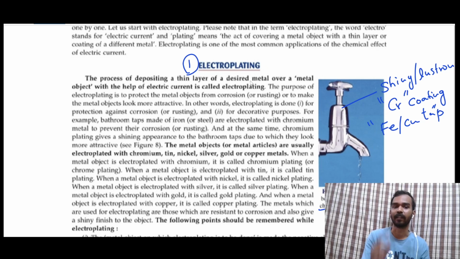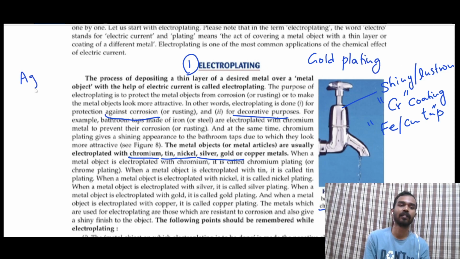That is called electroplating. So why do we need to do it? It helps prevent corrosion and for decorative purposes. You can see it is very shiny, decorative. Basically, you can use chromium, silver, tin, nickel, and gold. That is called gold plating. Basically, you take a silver article and you coat a layer of gold.